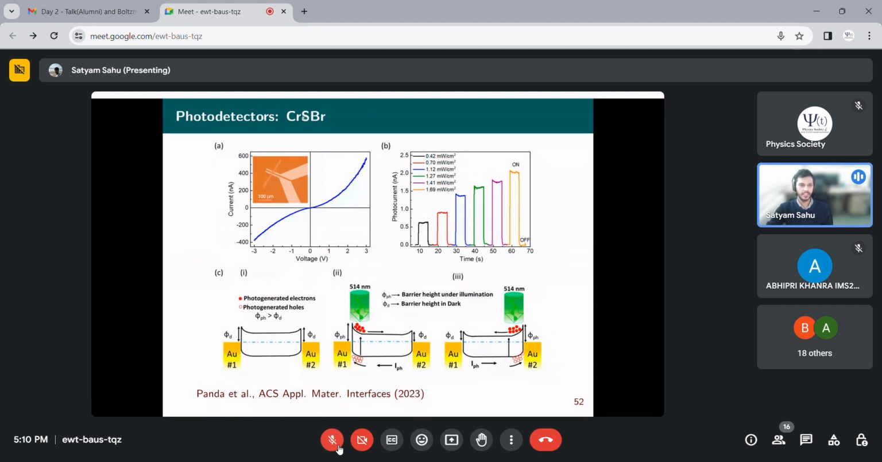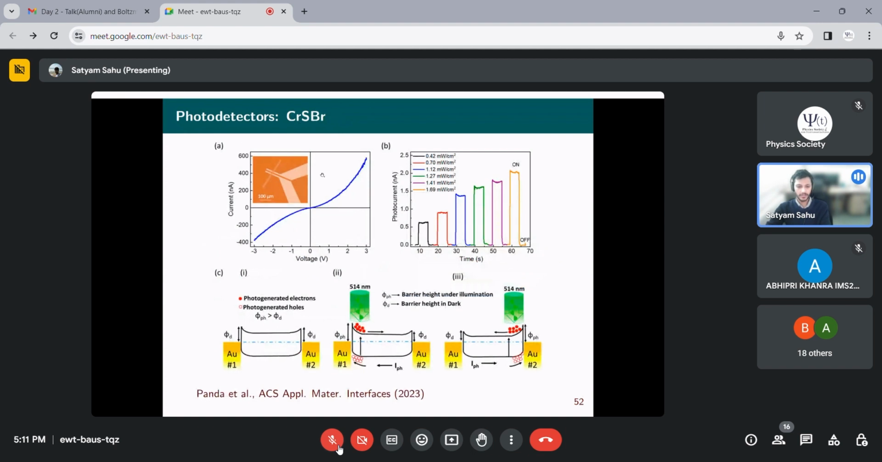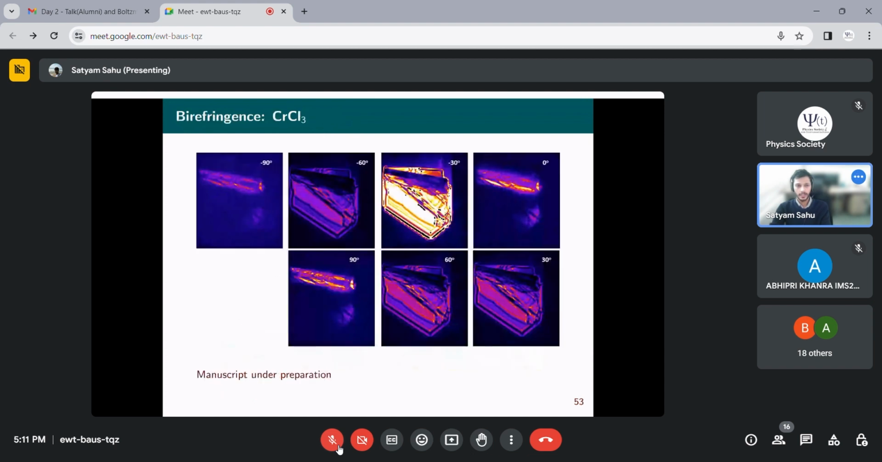It's a very hot material, and I'm doing a couple of projects on this material now. Here the mechanism of photo detection was entirely different from what I showed earlier. There we were explaining it with the help of the thermoelectric effect, but for this one we were explaining the photo detection mechanism with the help of just the photogalvanic effect, which is more common in the semiconductors.